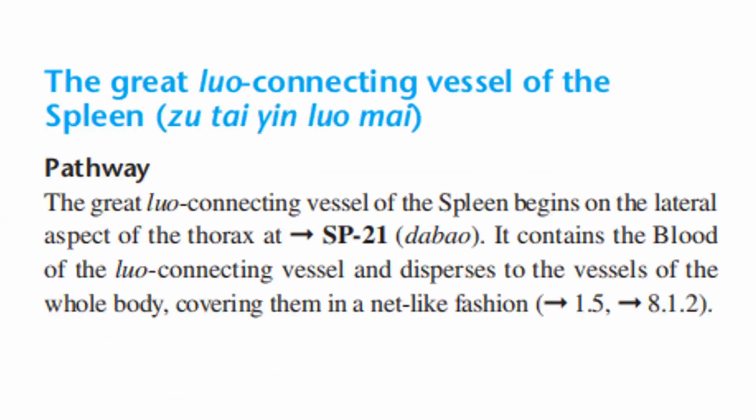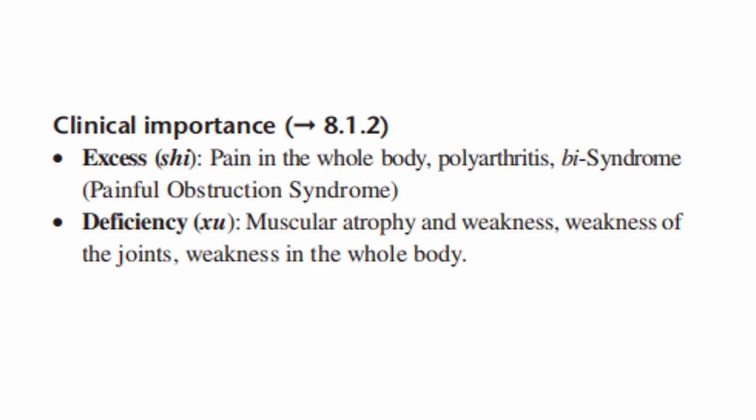The great Luo-connecting vessel of the spleen. Pathway: the great Luo-connecting vessel of the spleen begins on the lateral aspect of the thorax at Spleen 21. It contains the blood of the Luo-connecting vessel and disperses to the vessels of the whole body, covering them in a net-like fashion. Clinical importance: excess, pain in the whole body, polyarthritis, Bi syndrome, painful obstruction syndrome; deficiency, muscular atrophy, and weakness of the joints in the whole body.